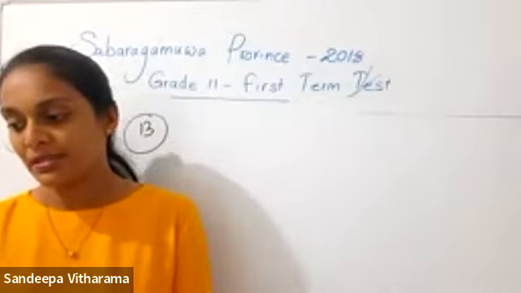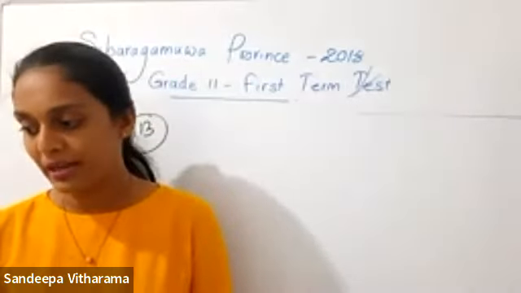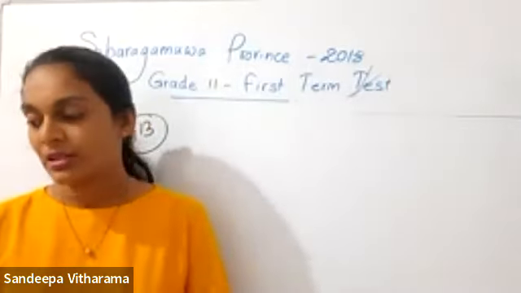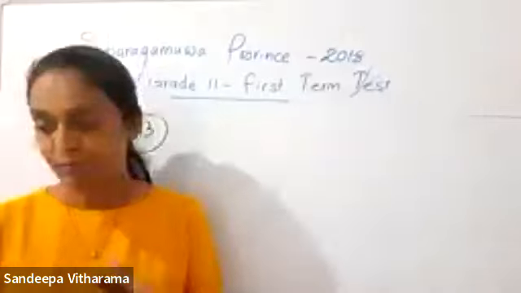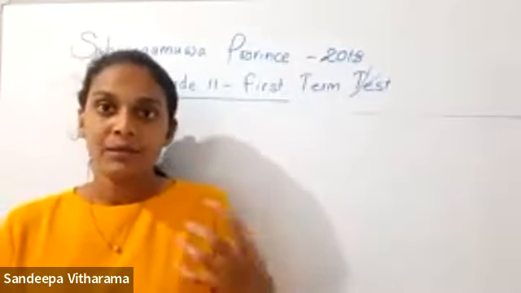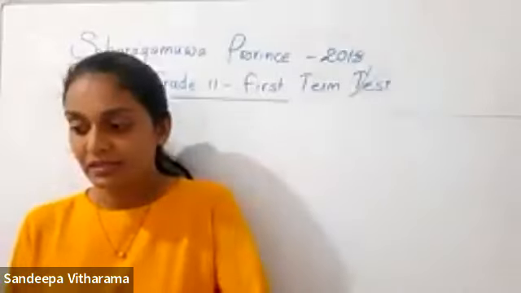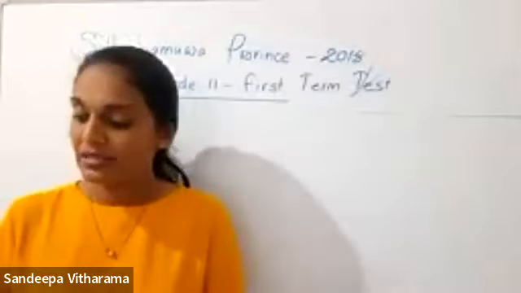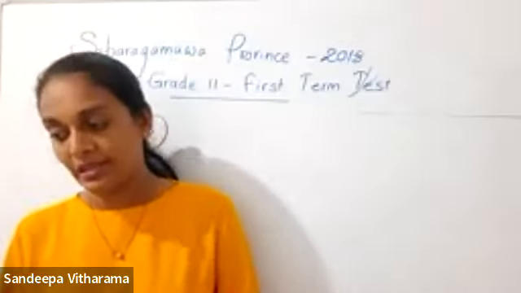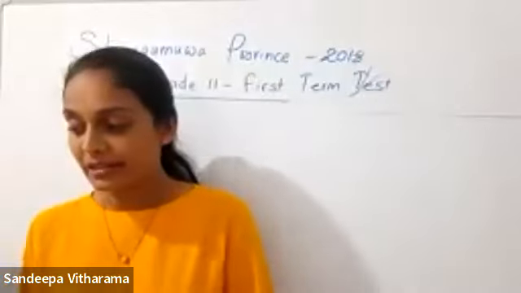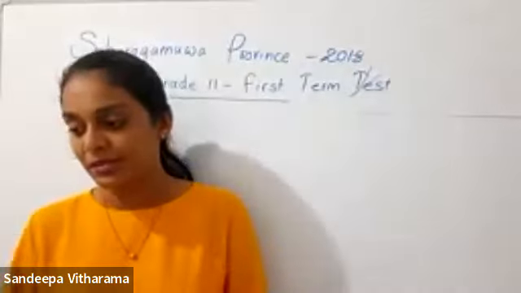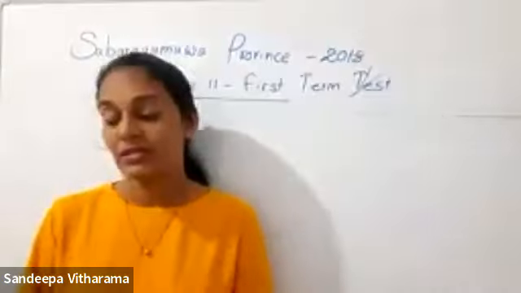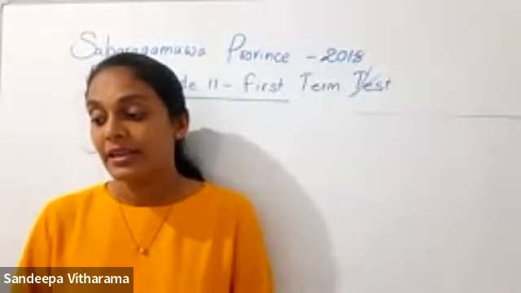A man deposits 1,000 rupees in a bank which pays an annual simple interest rate of 12%. How much interest will he receive at the end of 6 months? The question asks how much interest he will receive at the end of 6 months.